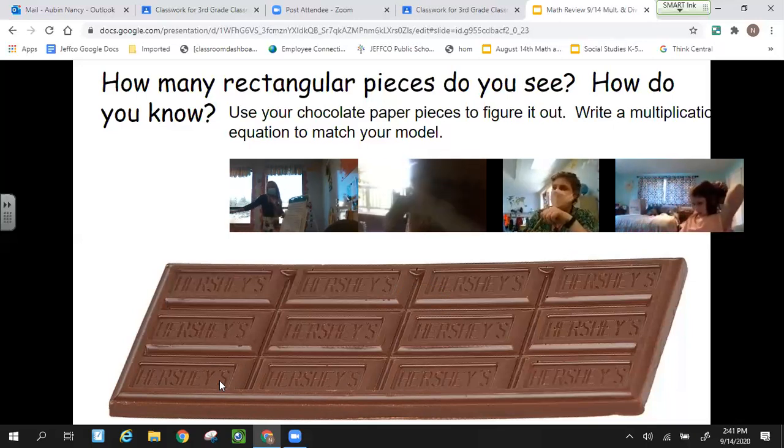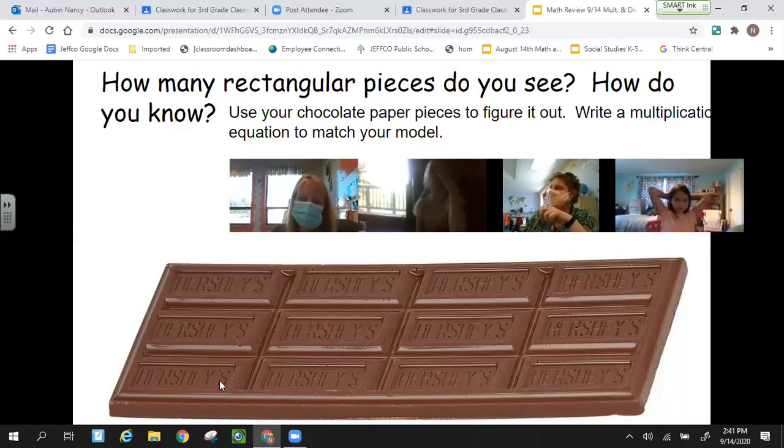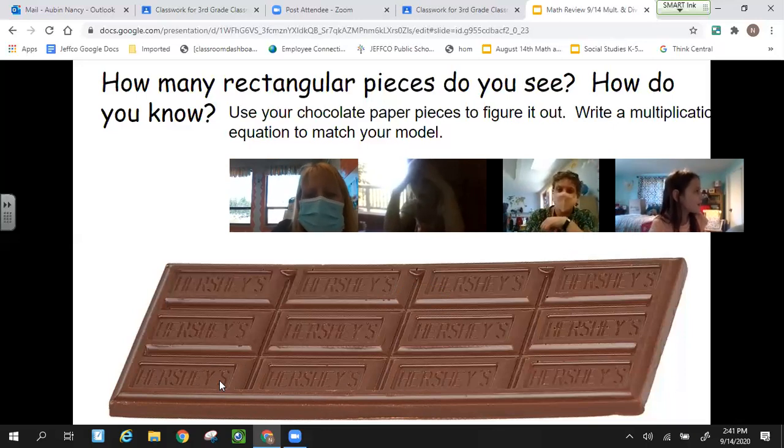Hey, so write a multiplication equation to go with that. Thinking about equal groups, can you write at home a multiplication equation to show how many pieces are in that chocolate bar? And then hold it up on your board.